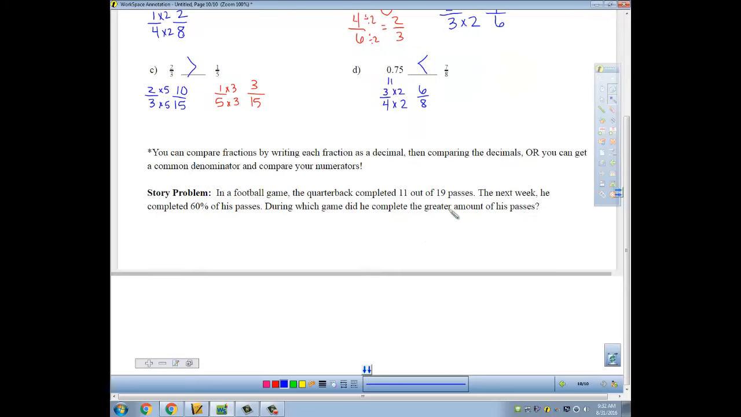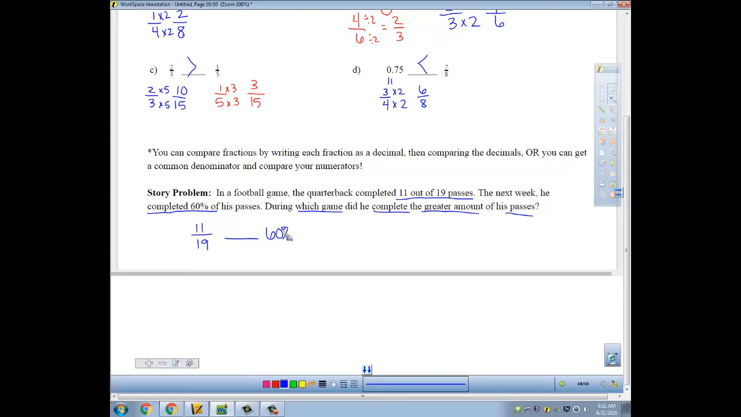At the bottom we have a story problem. It says, in a football game, the quarterback completed 11 out of 19 passes. Next week, he completed 60% of his passes. During which game did he complete the greater amount of passes? So 11 out of 19 can be written as 11 over 19. I'm going to compare it to 60%. So I put a line there so it looks like my parts A through D that I just solved.